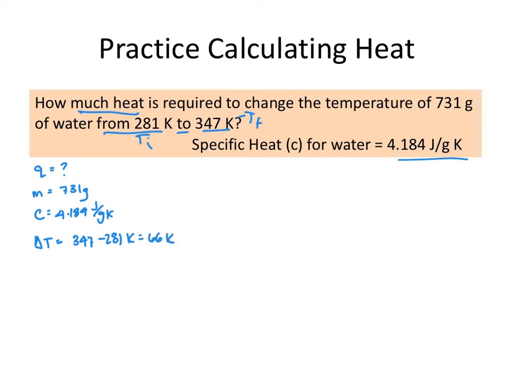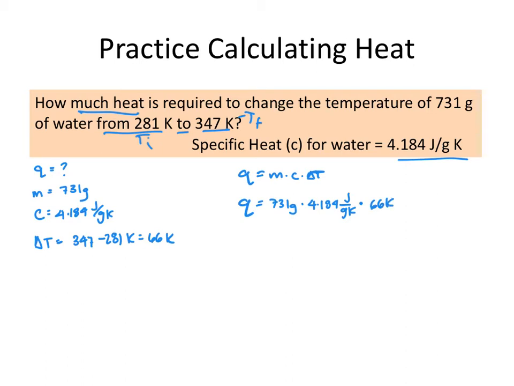Okay, and then I'm going to write out my equation. Okay, and in this case, I don't need to manipulate it because it's already in the correct form. So then I'm going to subsequently plug in my variables. So 731 grams times 4.184 joules per gram Kelvin. Remember, that could also be per degree Celsius because it's calculated with delta T. The difference between Celsius and Kelvin or Kelvin and Kelvin is going to be the same. Okay, and then we plug in our temperature.